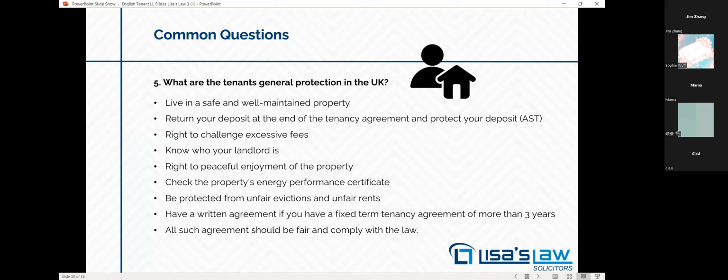Have a written agreement if you have a fixed term tenancy agreement of more than 3 years. Other than that, I think every time you rent, not just more than 3 years, you should have a written agreement, because it doesn't really matter if it's an excluded tenancy agreement or a license agreement. Best to have everything written down just to protect yourself. And any such agreement should be fair, and it has to comply with the law, because if not, the agreement will be void anyway.